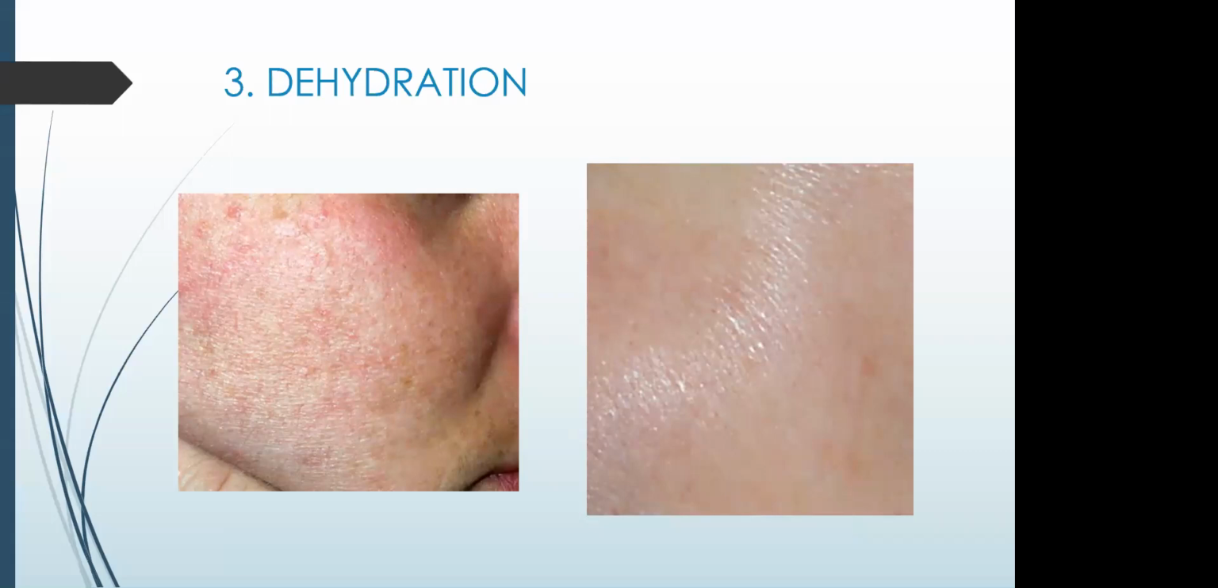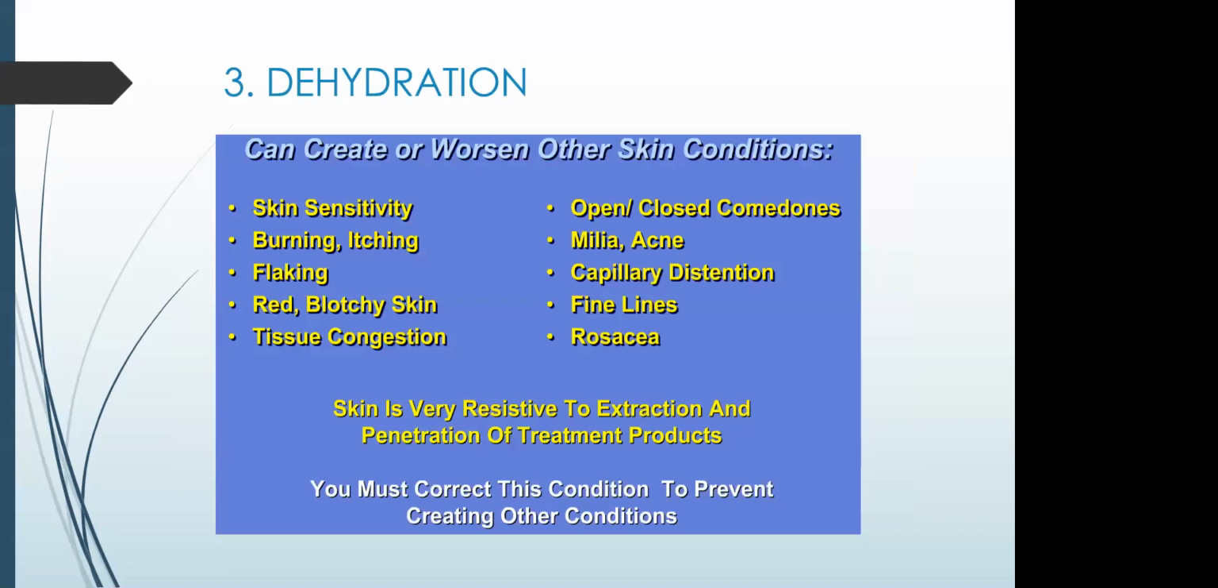Now, with dehydrated skin, you must correct dehydration to prevent creating other skin conditions. Dehydration can create or worsen other skin conditions: skin sensitivities, burning, itching, flaking, redness, open and closed comedones, acne, milia, capillary distension, fine lines, and rosacea. Skin is very receptive to extraction and penetration of treatment products, so you must correct the skin condition to prevent creating other conditions. So keep that in mind when treating dehydration, or if you're looking at other issues on the skin, you always want to treat the dehydration first. It takes priority.